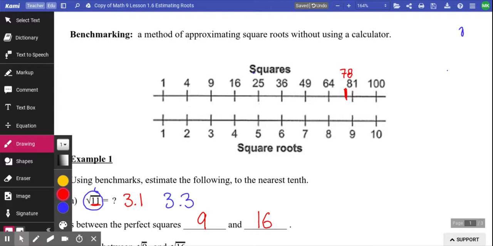The square root of 81 is 9. The square root of 64 is 8. Therefore, the square root of 78 should be about 8.8. That's what, 8.8, right? It should be pretty close to 9. It's not going to make it all the way to 9, but it should be really close. And my goal is to be within 0.2.